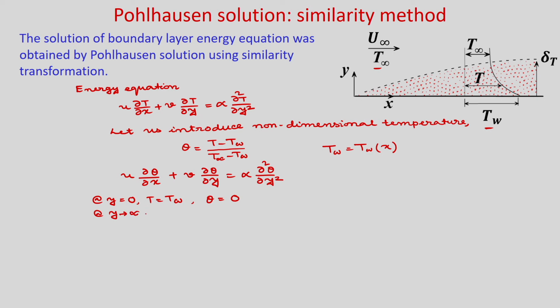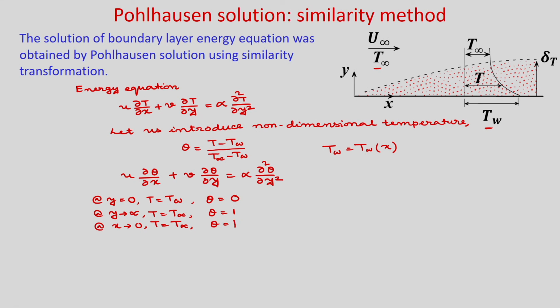At y tends to infinity, obviously it is away from the wall. You can see at the edge of the boundary layer you have T infinity. So, T is equal to T infinity, and you can write theta is equal to 1, and at x tends to 0 you have T is equal to T infinity. So, theta will be 1.